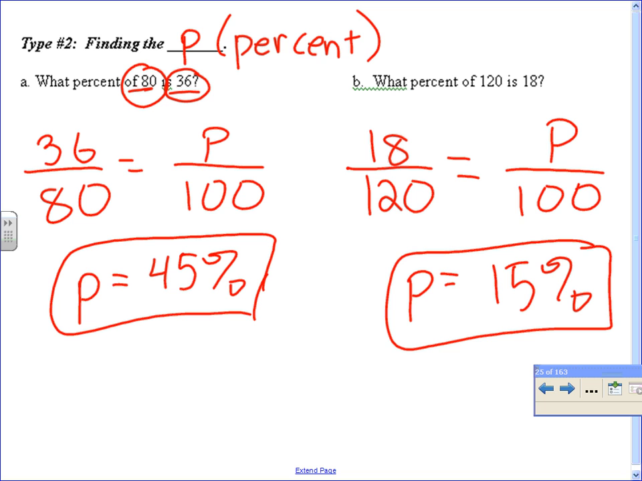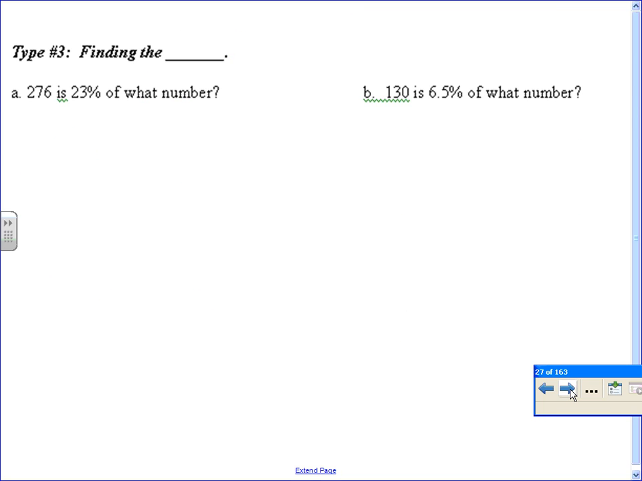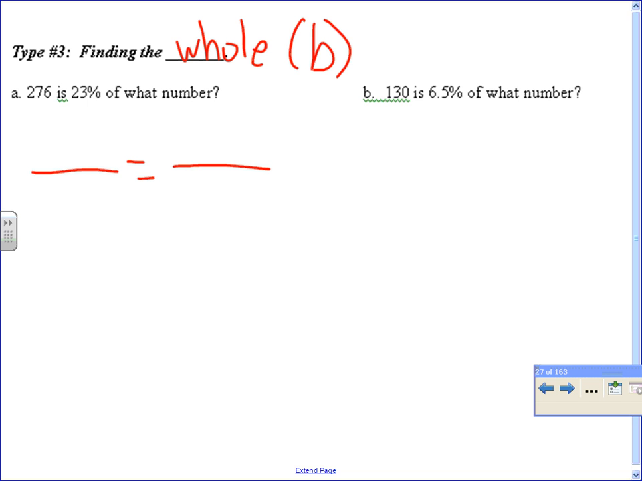Questions on that? We have one more type. Okay, let's do 2 more problems, and then we are done. Type 3, finding the whole number, which we use as B. Okay, so letter A, 276 is 23% of what number? So make your skeleton, line equals line over 100. So whether you're using part over whole equals percent over 100, or is over of equals percent over 100, how do we set this one up? Mary, how do we set this one up?